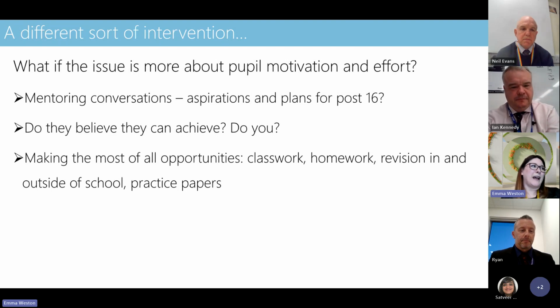So are they actually making the most of all the opportunities that they've got? I had pupils who would be shouting at me for not offering them enough intervention sessions after school. And I went through with them, these are all the things that we're doing in class. These are the things that you should be doing for your homework. These are the ways that we're giving you chances to revise, and these are the practice papers that you can do.